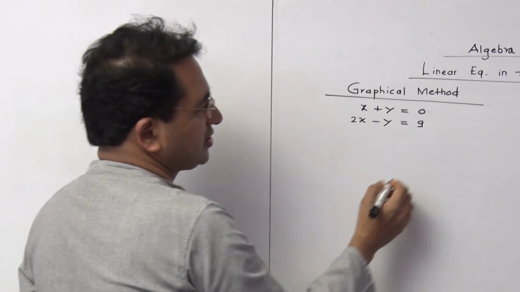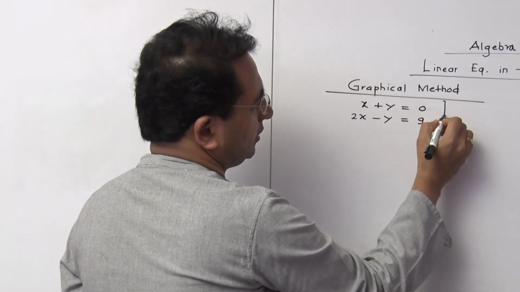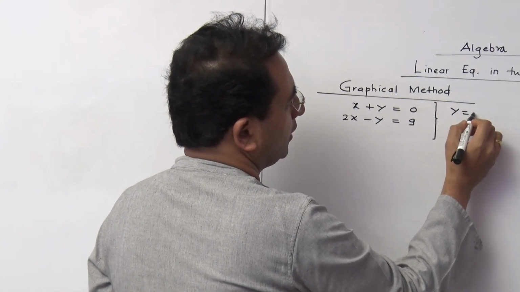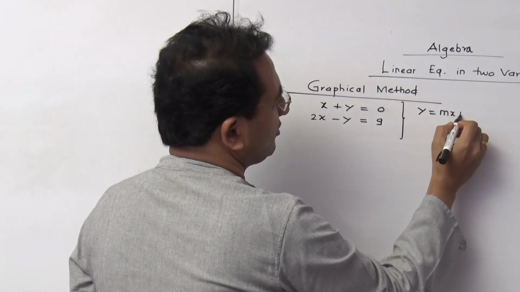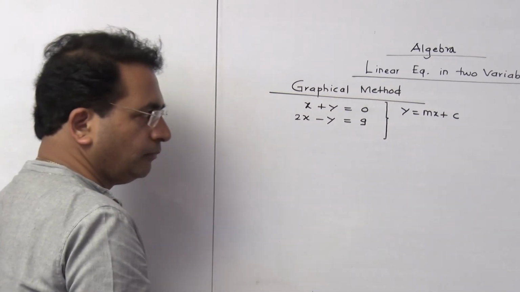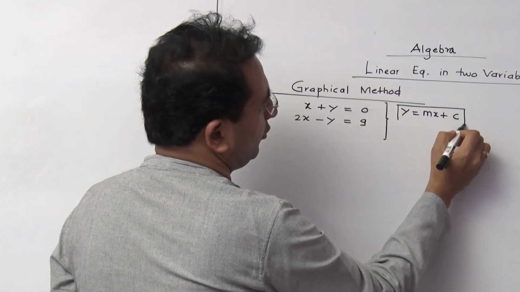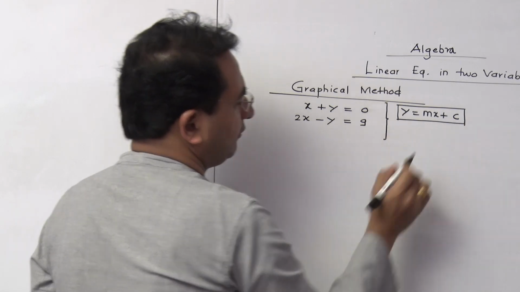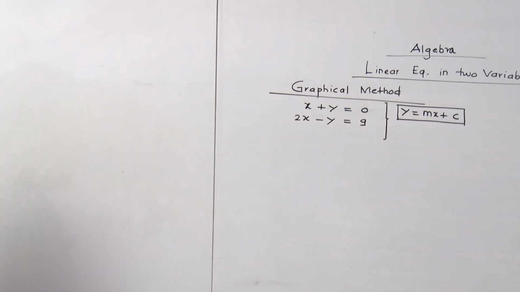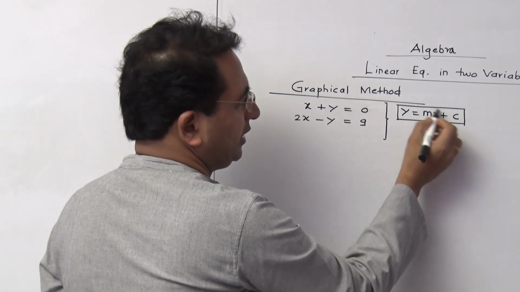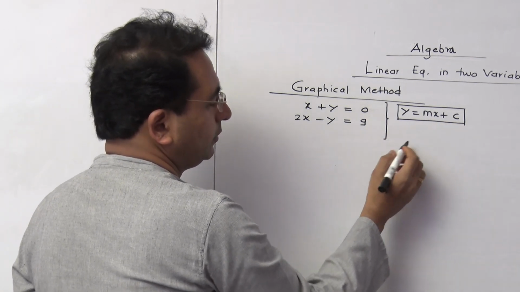Before going for this, let us understand that form. y is equal to mx plus c. Now I consider this as the equation for drawing the graph. Now I will tell you what the different basic things hidden in this equation form are.